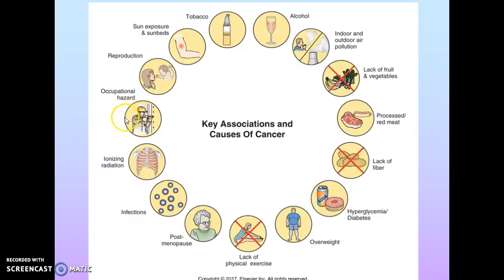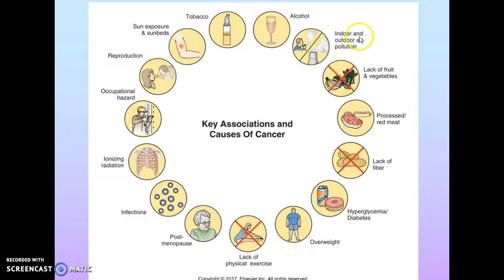Occupational hazards. This is one where there's a strong correlation between some types of jobs and that person developing a cancer. But, lack of physical exercise, bad diet, lack of fiber, bad diet, processed meat, bad diet, lack of fruit and vegetables, bad diet. All right, if you are an extreme case here, having a really bad diet your entire life, you could possibly be overweight.